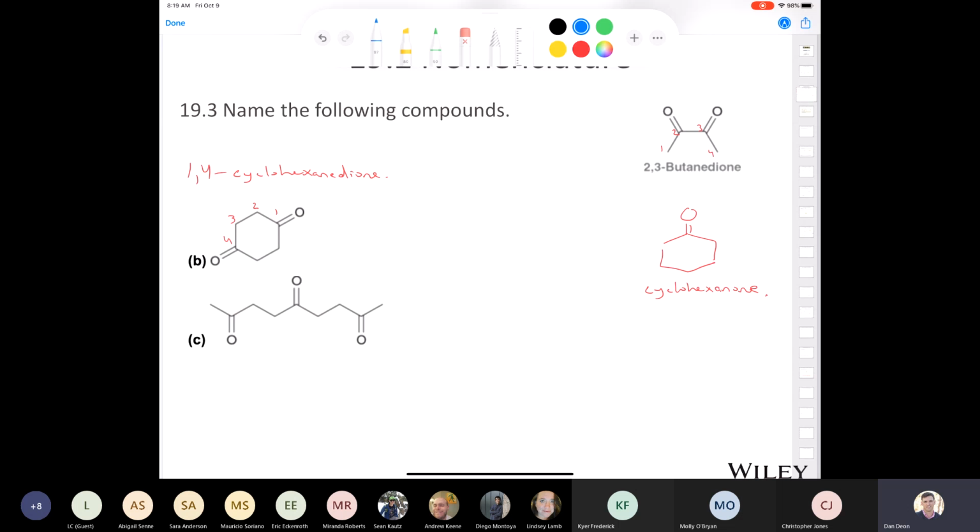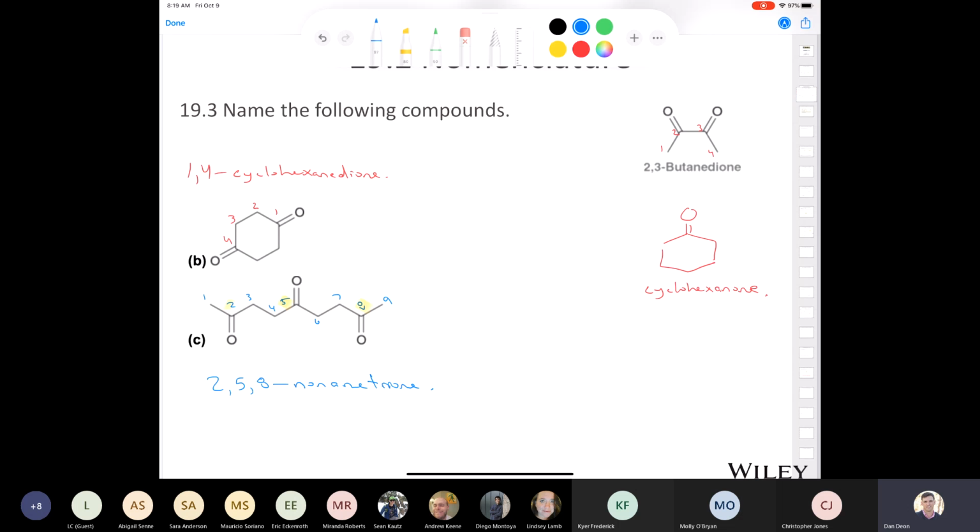Same thing applies here. We looked at the longest carbon chain. This is a symmetrical compound. We have 1, 2, 3, 4, 5, 6, 7, 8, 9. So this is some kind of non-named trione, and we have carbonyls at carbons 2, 5, and 8. So this compound is 2, 5, 8 non-named trione.